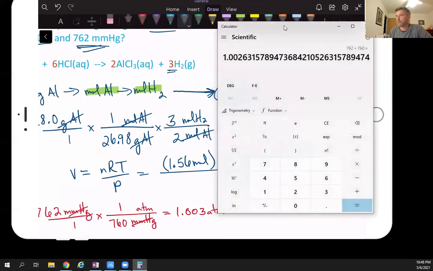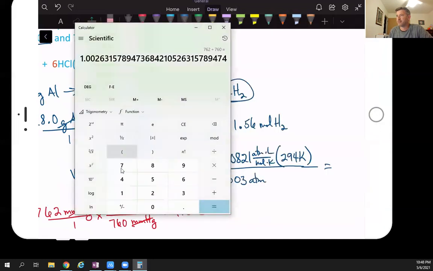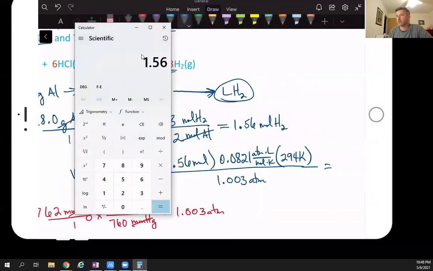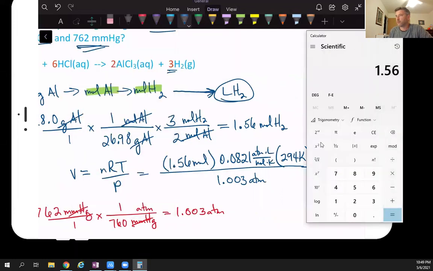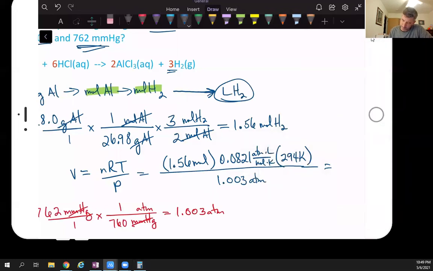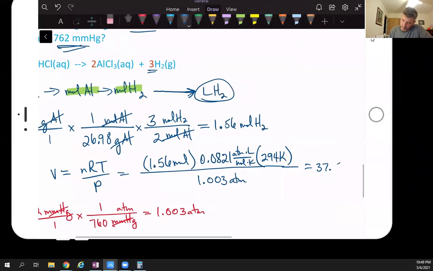All right, calculating time. So I've got 1.56. Yeah, make this thing smaller. This is ridiculous. There we go. 1.56 times 0.0821 times 294 divided by 1.003 gives me a volume of 37.5 liters. There you go. That's it.